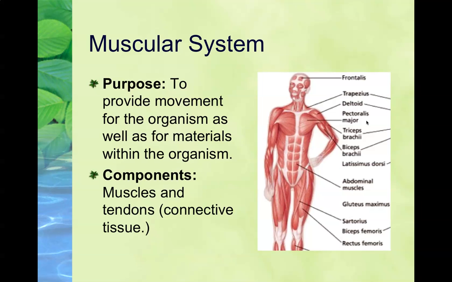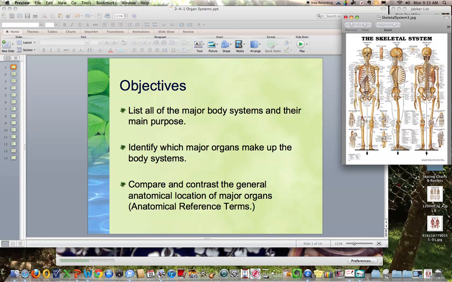Now, muscles are obviously the most common part of the muscular system, but muscles also have to be attached either to other muscles or to the bones that they're moving in order to work. So a tendon is a connective tissue that connects muscle to muscle or muscle to bone. All right, muscle to muscle or muscle to bone. And that's a pretty simple way of looking at it.